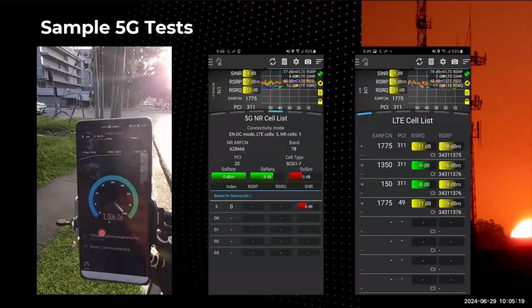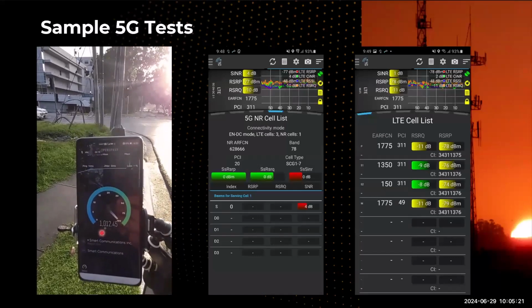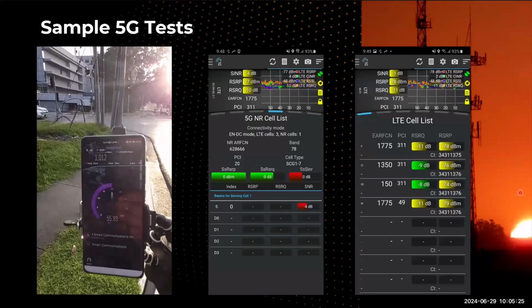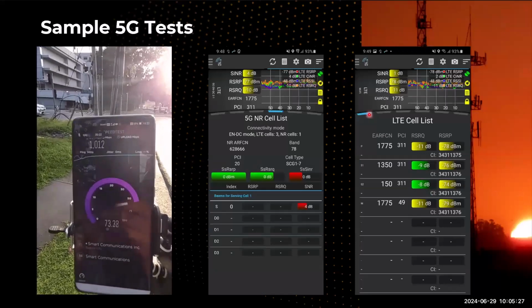Okay. So in the Philippines, it's good news we can achieve this kind of throughput in terms of the eMBB or the enhanced mobile broadband. Now, what is happening?